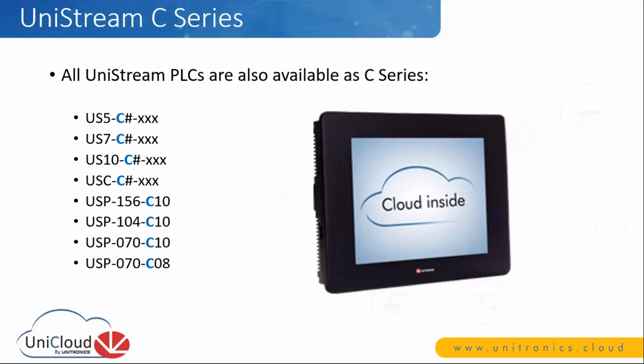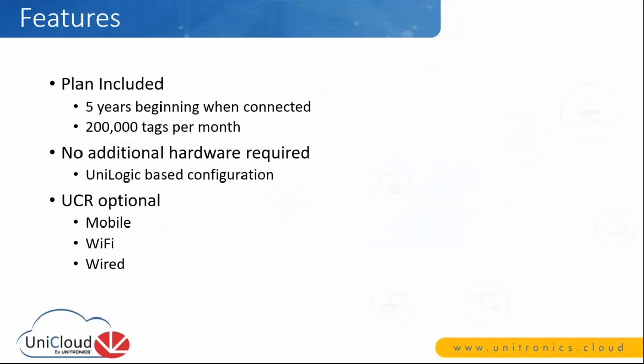Normally, in a UniStream part number, for example, a 15-inch panel, the part number would be a USP-156-B10. The cloud model is going to replace the B, as in boy, with C for cloud. Some of the features that are included with this hardware is an included plan for 5 years beginning on the date of connection.